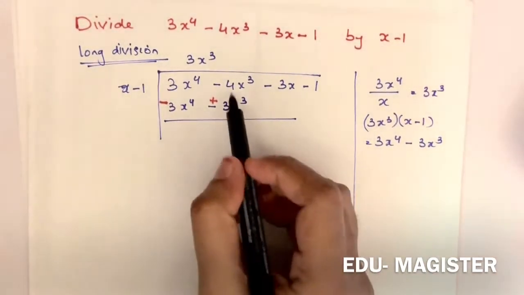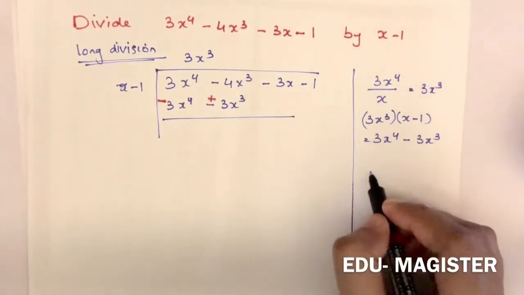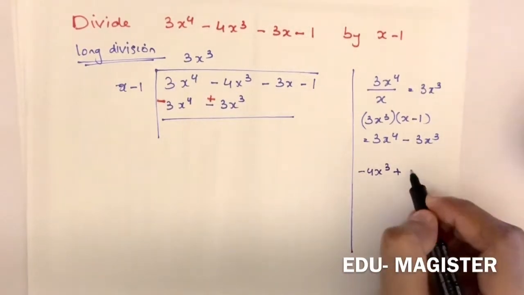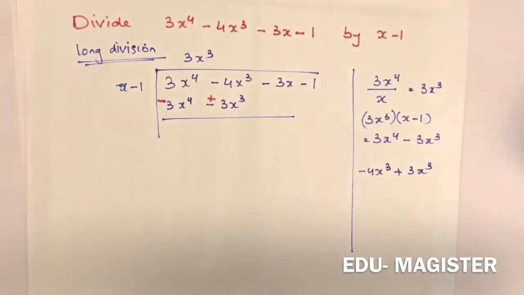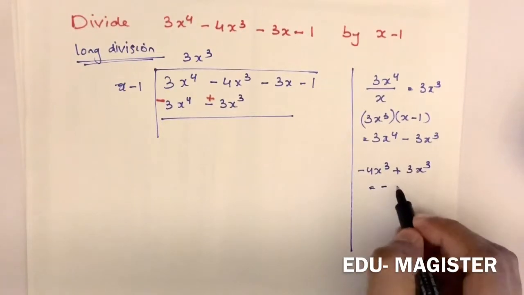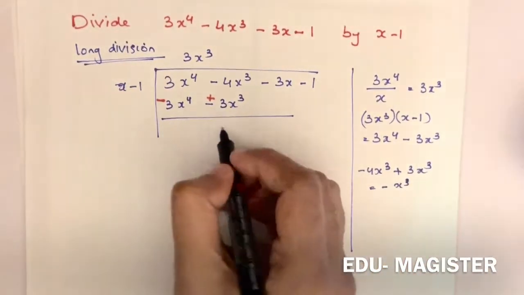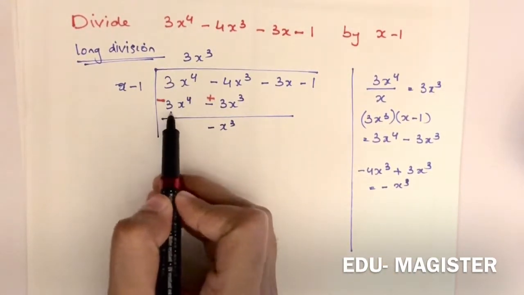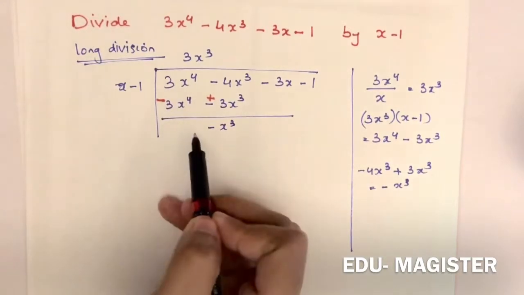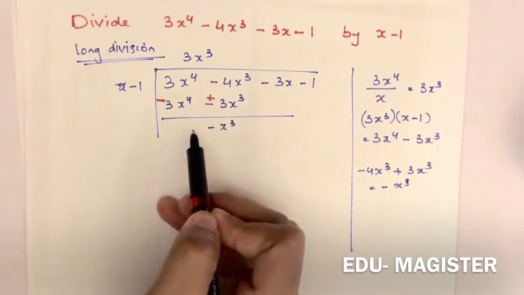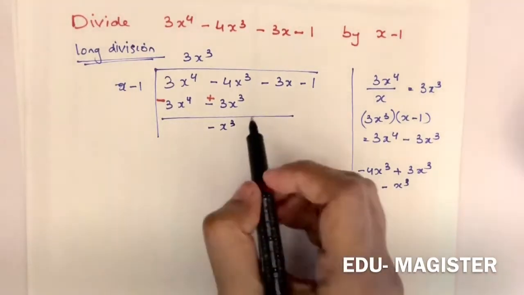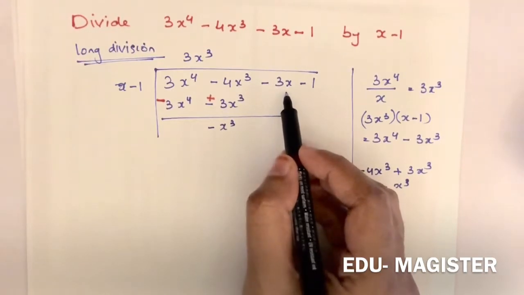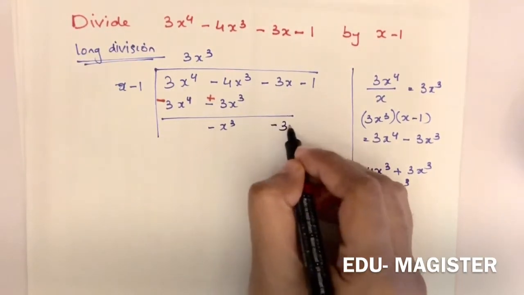Now when you subtract, minus 4x cube plus 3x cube, right? Here the answer is minus x cube. So let's write that here, minus x cube. Here it is 3x raised to 4 minus 3x raised to 4, so it will get cancelled off. Here the value will be 0. Since it is 0, we will not write it down here. Now we need to bring down this term, that is minus 3x.